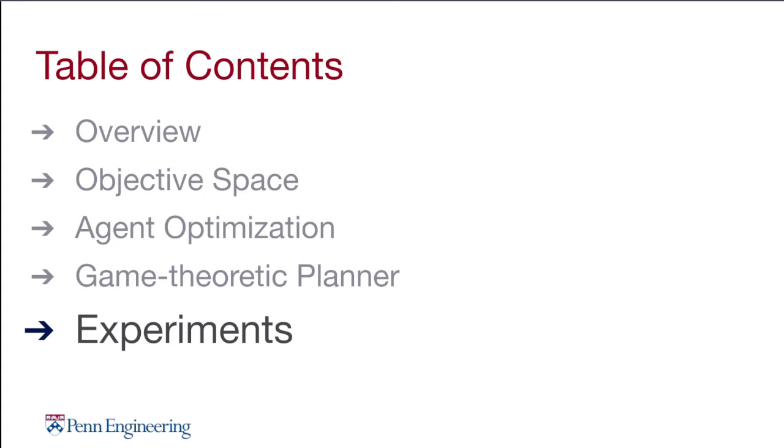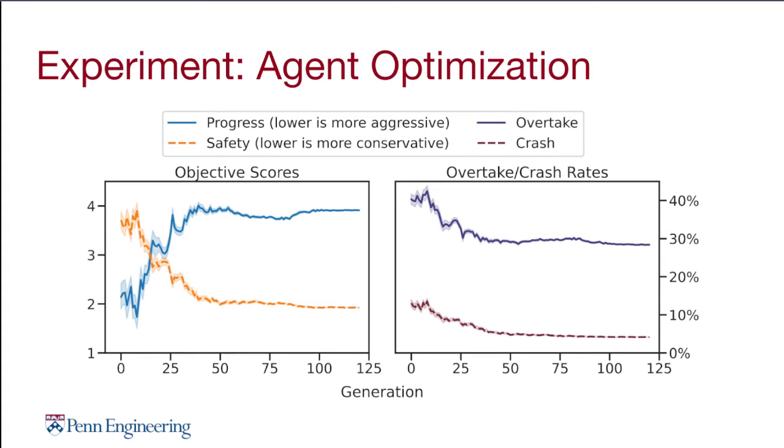Lastly, we discuss our experimental results. On the left, we see exploration of agents that weigh the two competing objectives differently, and on the right, we see this resulting in different overtake and crash rates among explored agents.